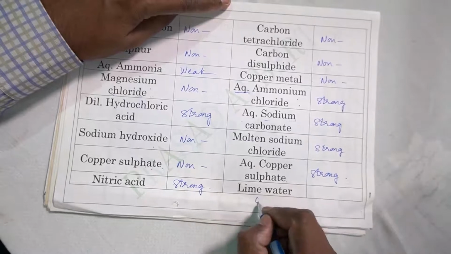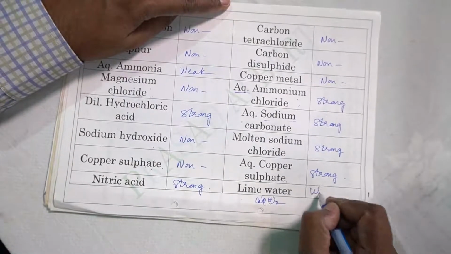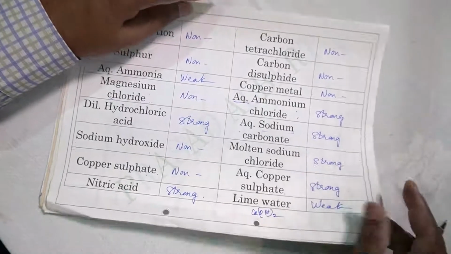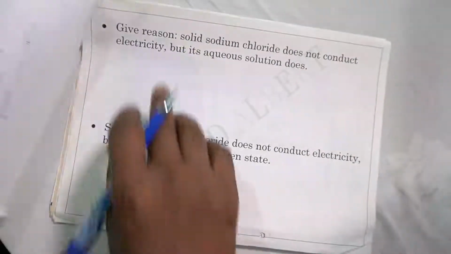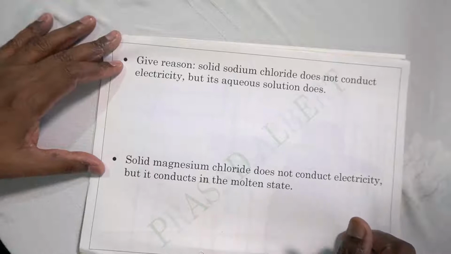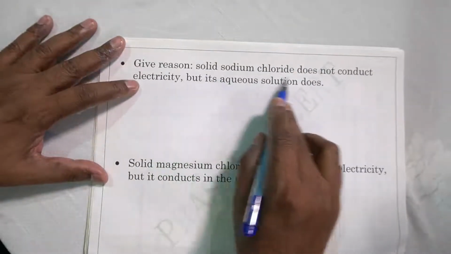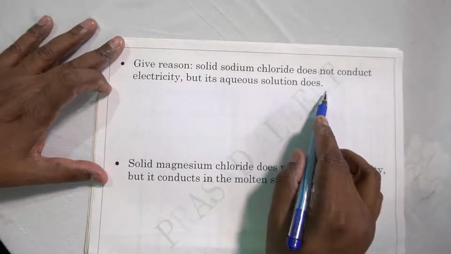Lime water is calcium hydroxide. It is a weak alkali, dissociates partially, it is a weak electrolyte. Okay. So, I think you understood by this discussion what are the examples of strong electrolytes, weak electrolytes and non-electrolytes. Now, two questions I have for you. Just think about this question. Give reason. Solid sodium chloride does not conduct electricity, but its aqueous solution does.